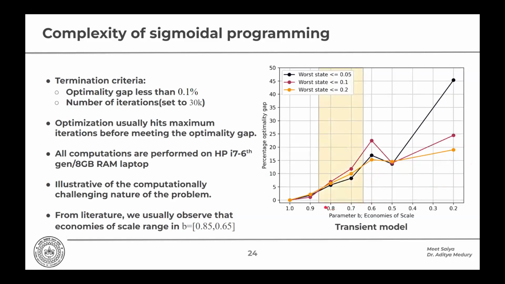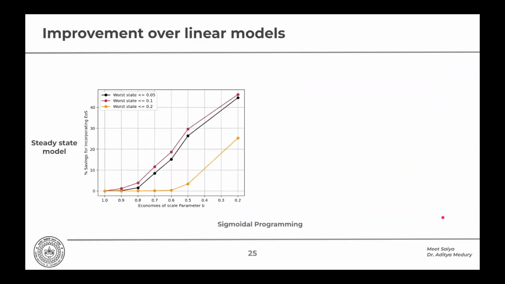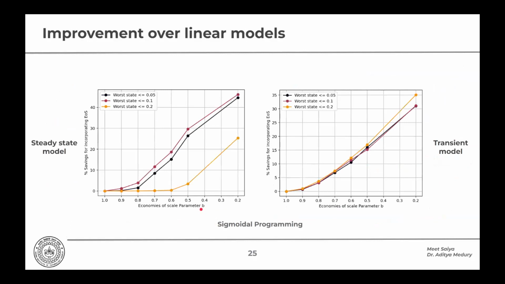And so for example, this is a real range of economies of scale that we observed from the paper. Here the optimality gap is roughly around 5% to 15%, but there is some significant optimality gap, and this is the improvement, the savings in cost over the linear model. So for example, for 0.85 to 0.65, we can see around 20%, so somewhere around 5% to 20% in steady state, and somewhere around 2-3% to 8-10% in transient state.